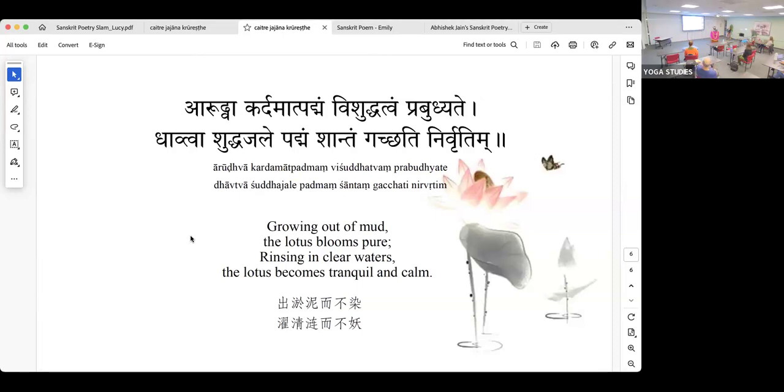Arupa kadamat padmam. Arudha kardamat padmam. Vishuddhatvam prapudyate. Vishuddhatvam prapudyate. Tattva shuddhajale padmam. Tattva shuddhajale padmam. Shantam gacchati nirvritam. Shantam gacchati nirvritam. Shall we also do the Chinese?